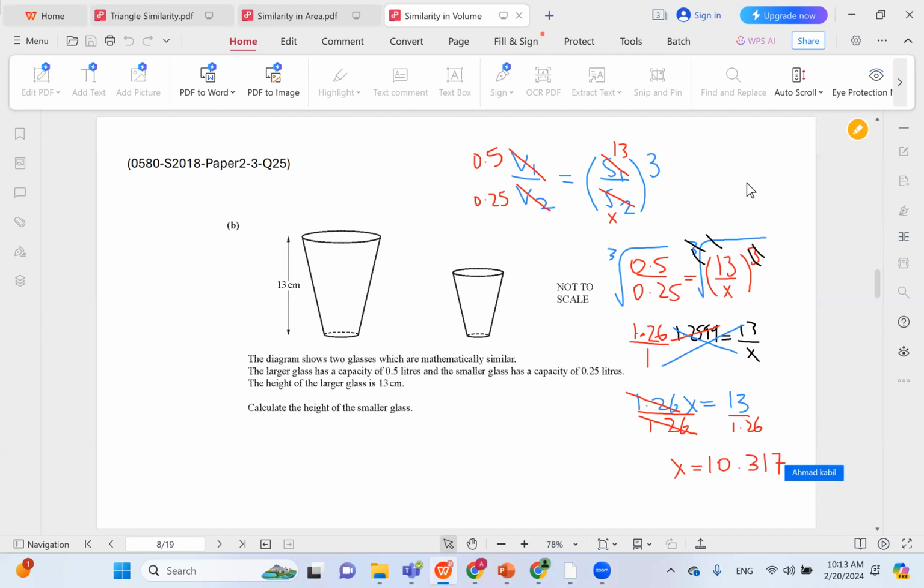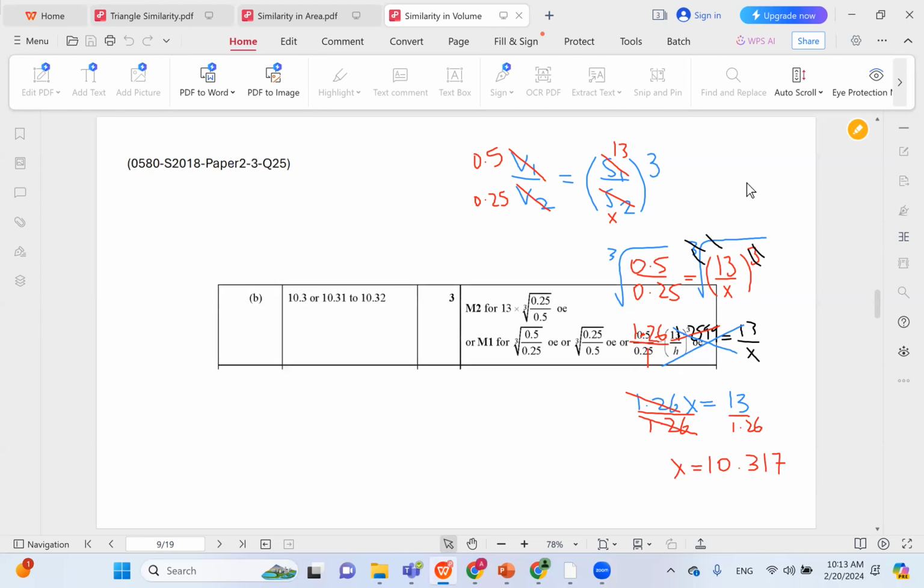10.3174. So just 317. This is more than enough. Let's check the marking scheme. So 10.317 would be perfect. 10.32 would be okay. 10.3 even would be okay. 3 significant figures, I guess, is optimal. So you can just write 10.3 here as a final answer.